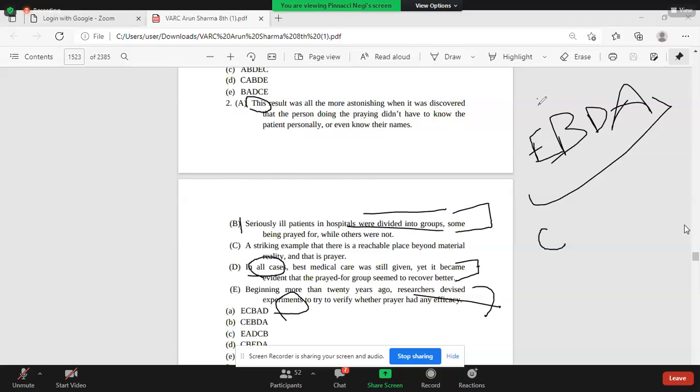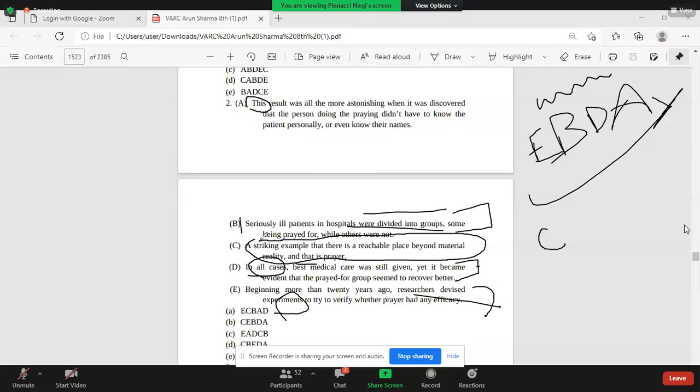C cannot come anywhere in between because here experiments are being discussed. And it can't be a concluding sentence also because you can't say, a striking example that there is a reachable place beyond material reality, and that is prayer. Are we talking about this in all these statements? What did I tell you, students? Please pay attention to me. What did I tell you? The concluding sentence is more like a summary.